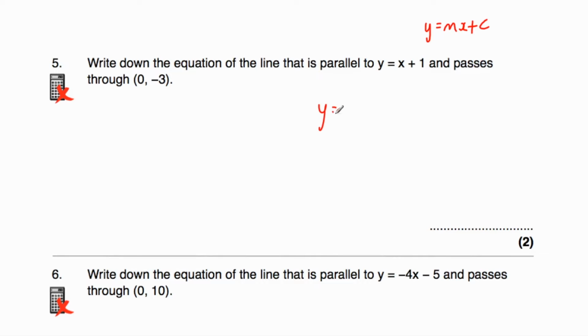So we're going to write y equals, now we're not going to write 1x, we're going to write x, so it's going to be y equals x. So we've got the start of the equation, we've got y equals x. Now we need to find the plus c part, in other words, where the line will cross the y-axis.